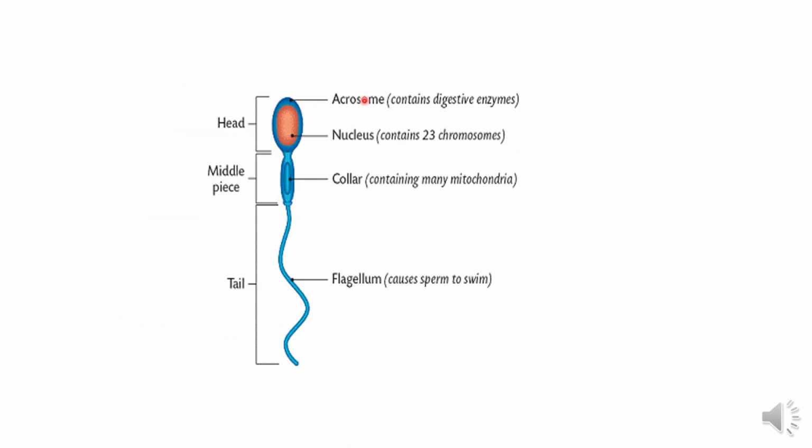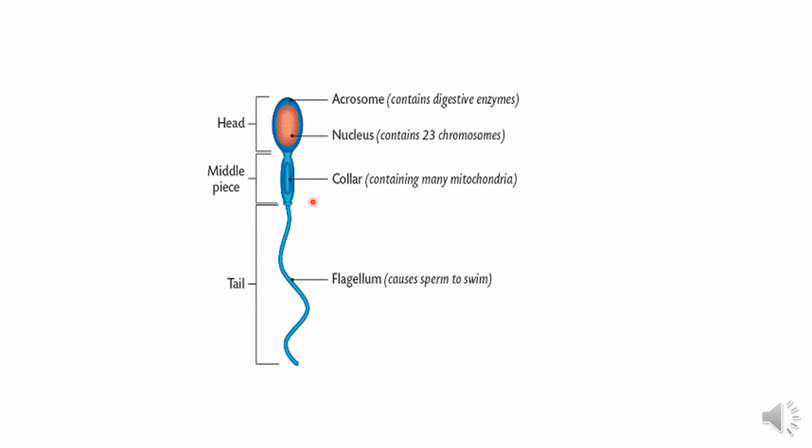A sperm is divided into head, middle piece and tail. Inside the head there is an acrosome containing digestive enzymes. These digestive enzymes will help in the movement of the sperm inside the egg shell. Likewise, inside the head there is a nucleus carrying 23 chromosomes.